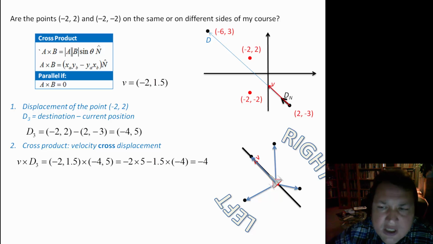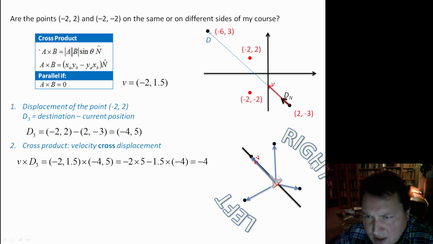-4 means minus. If you take velocity first and displacement second in the cross product calculation, the negative number actually shows the right hand side, but it's less important in this case. We just note that we have the negative number as the cross product number 1.